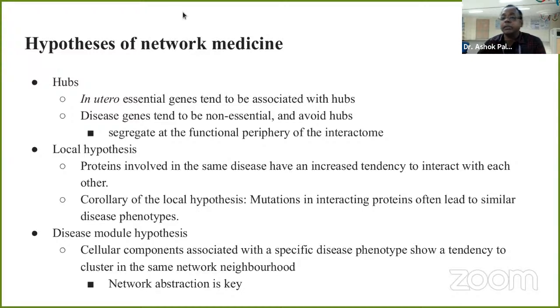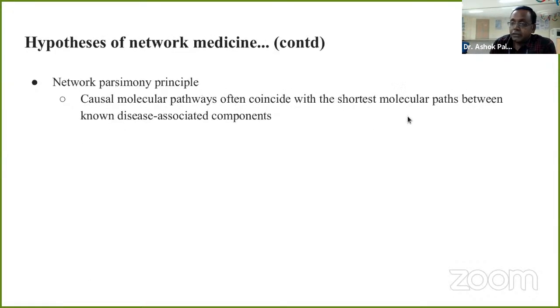All right. Next is the disease module hypothesis. What we say is that the cellular components associated with the disease phenotype show a tendency to cluster in the same network neighborhood. So this network concept that we have been using is what facilitates identifying these disease modules.